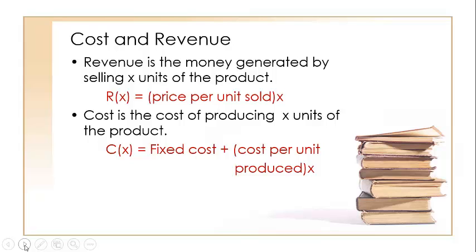The cost is the cost of producing X units of the product. Usually there's a fixed cost that you have to come up with, plus the cost per unit produced times X. So these are the two functions that you will be using, revenue and costs.